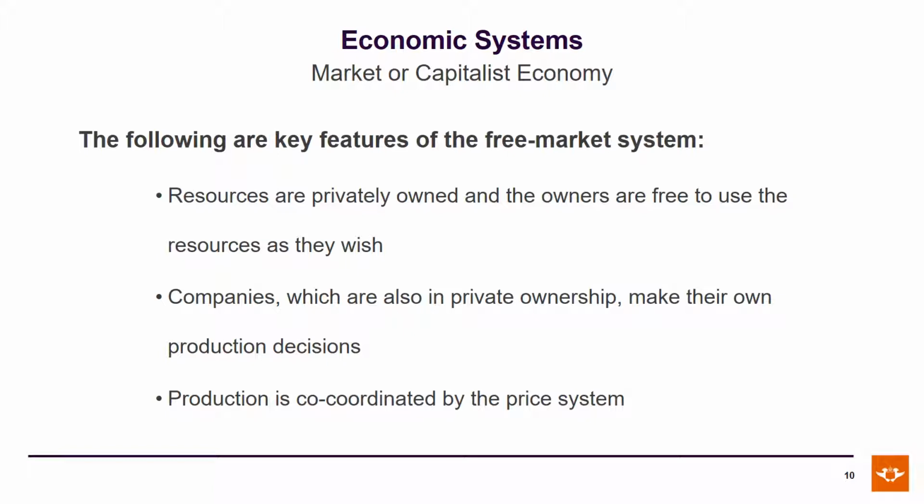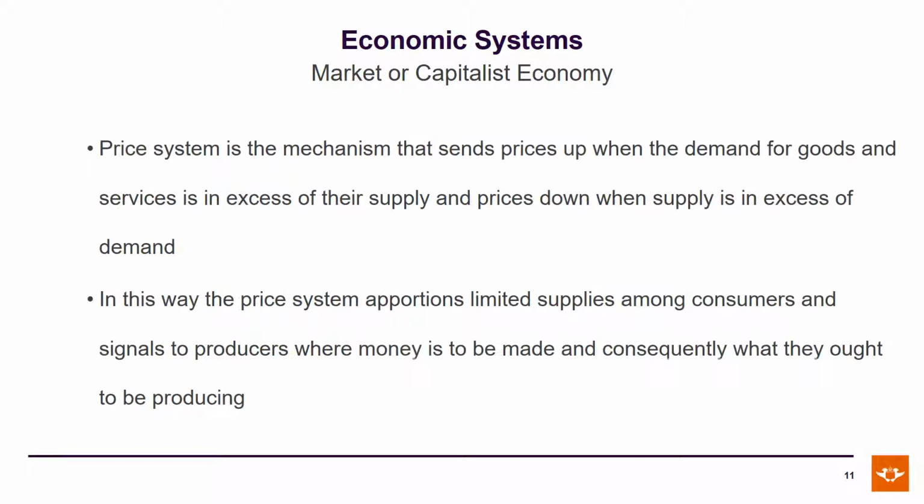Companies, which are also in private ownership, make their own production decisions. Production is coordinated by the price system. The price system is a mechanism that relies on supply and demand to determine the price of goods. Prices go up when demand exceeds supply, and prices go down when supply exceeds demand. In this way, this system apportions limited supplies among consumers, and prices signal to producers where money can be made and consequently what they ought to be producing.